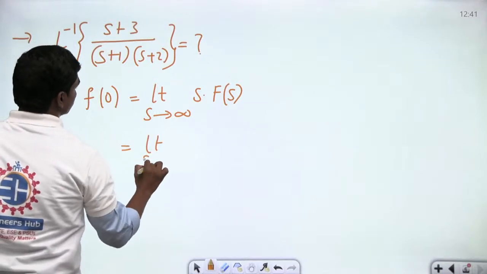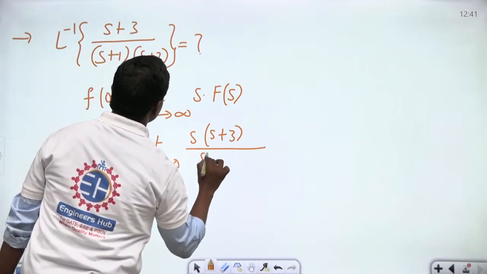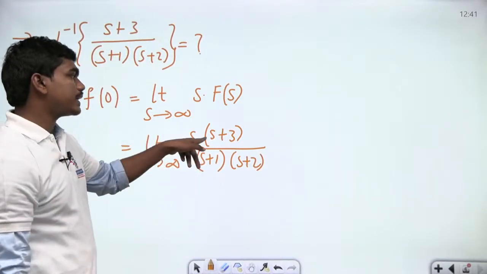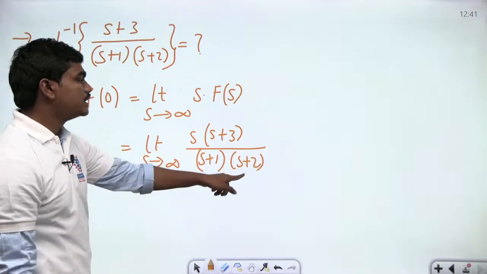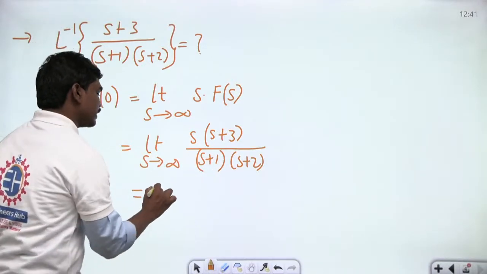So this is the limit as s tends to infinity of s into s plus 3 divided by s plus 1 into s plus 2. So definitely, if you multiply these two things, you get an s square term with coefficient 1. Similarly, if you multiply these two, you get a term with s square with coefficient 1. So the value of this limit is nothing but 1.